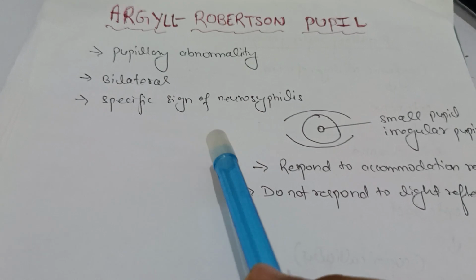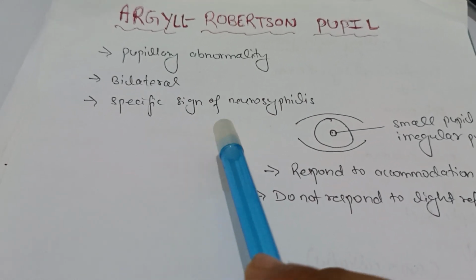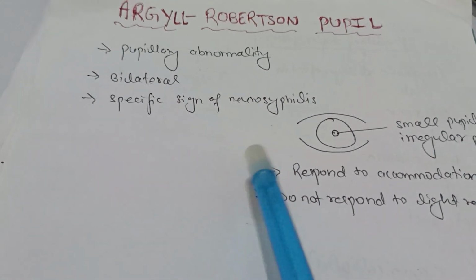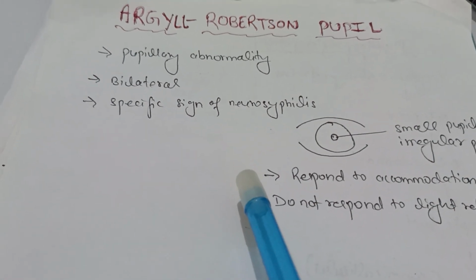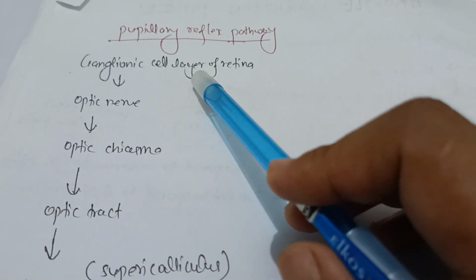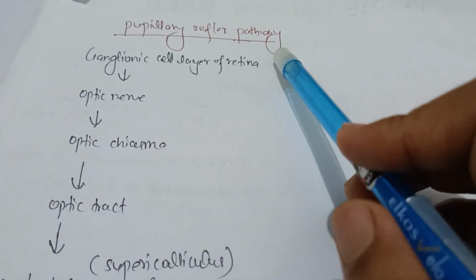So before we understand the pathology of Argyll Robertson pupil, it is very essential to know the anatomy of the pupillary reflex pathway and the accommodation reflex pathway. So here we have to know the anatomy of the pupillary reflex pathway.